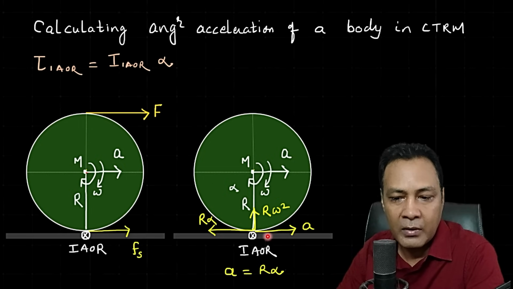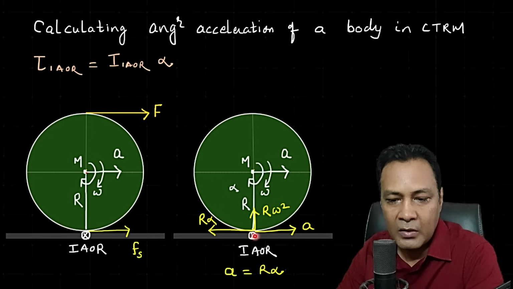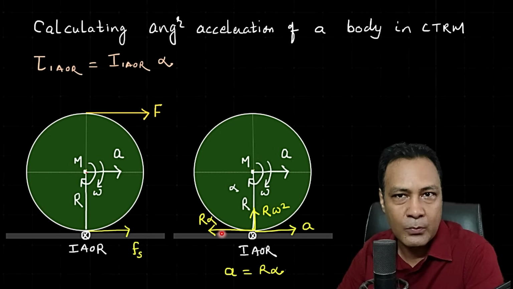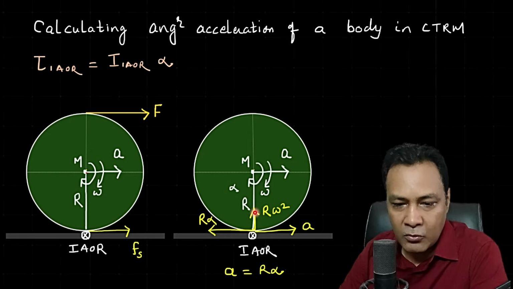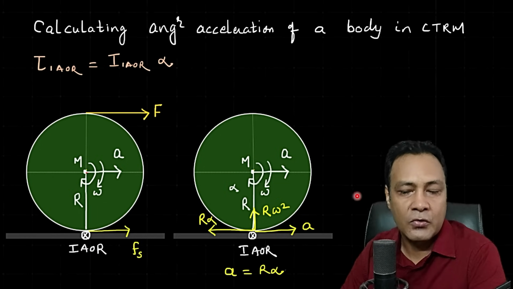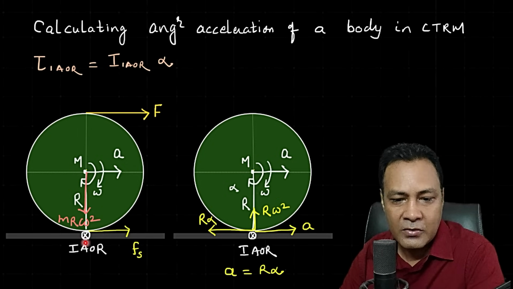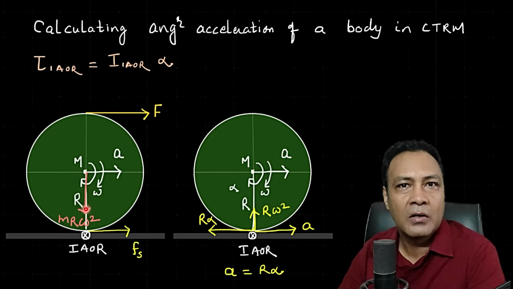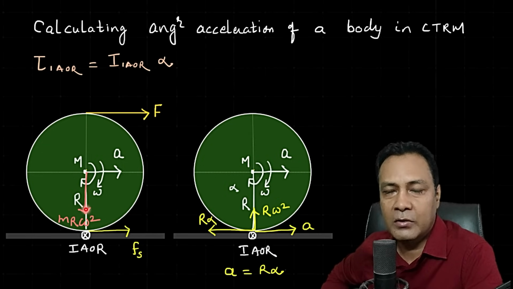If it is rolling without slipping, or even if I am saying this is the IAOR, that is enough to say this point has a 0 relative velocity with respect to the surface, so A and R alpha must be equal. So net acceleration would be R omega square, right? Now I want to apply torque about the IAOR, so I have to put a pseudo force. Net acceleration is R omega square, so the pseudo force at the center of mass would be M R omega square, like this. And you can see that this pseudo force line of action is going towards the IAOR about which we want to calculate torque.